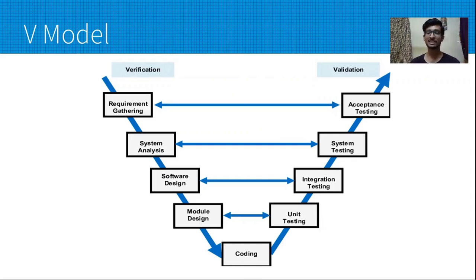So the next one is the validation phase. Unit testing is directly associated with the module design. The name unit testing suggests that testing the smallest piece of code is called unit testing. So when module design happens, the testers will directly test each module, which is called unit testing.